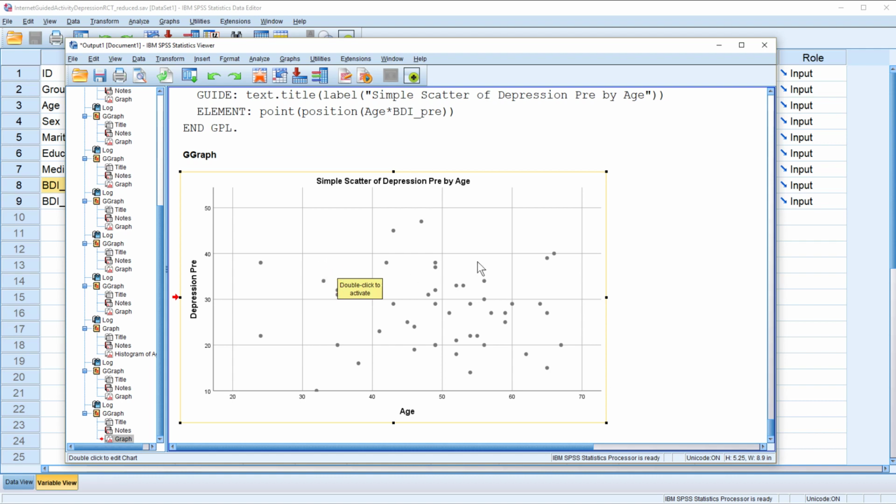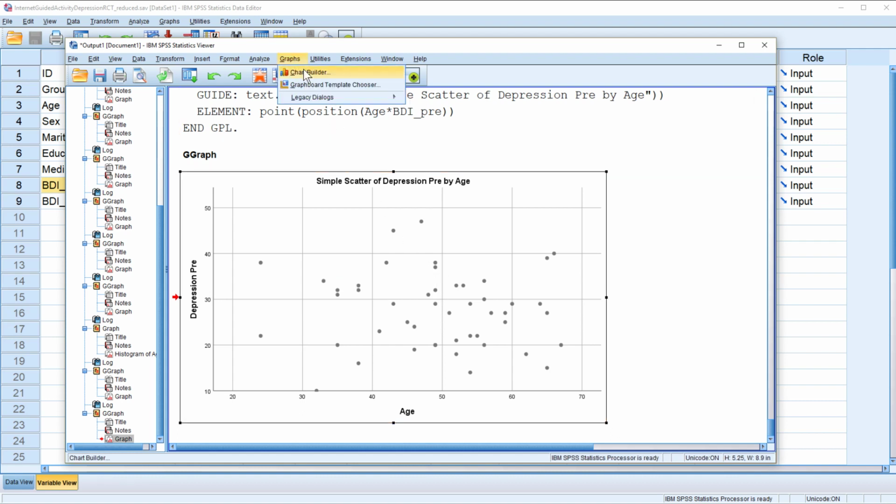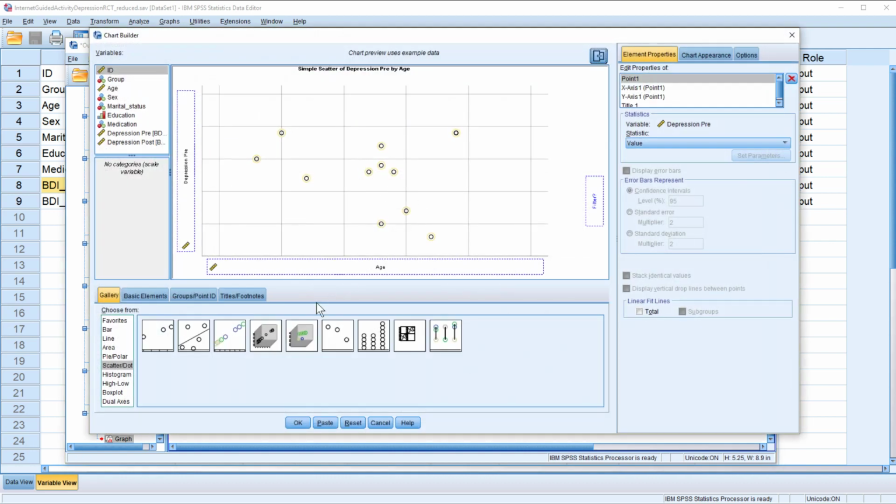The other thing that we might be interested in, you know what we could do? You can colour these dots. So we could be interested in age and their pre-depression, but looking to see if they were randomly allocated to the treatment and control. So let's do that. So that's this chart here. It's the same as the simple scatter, but it gives us the option to add groups in. So I'm just going to drag that on top.